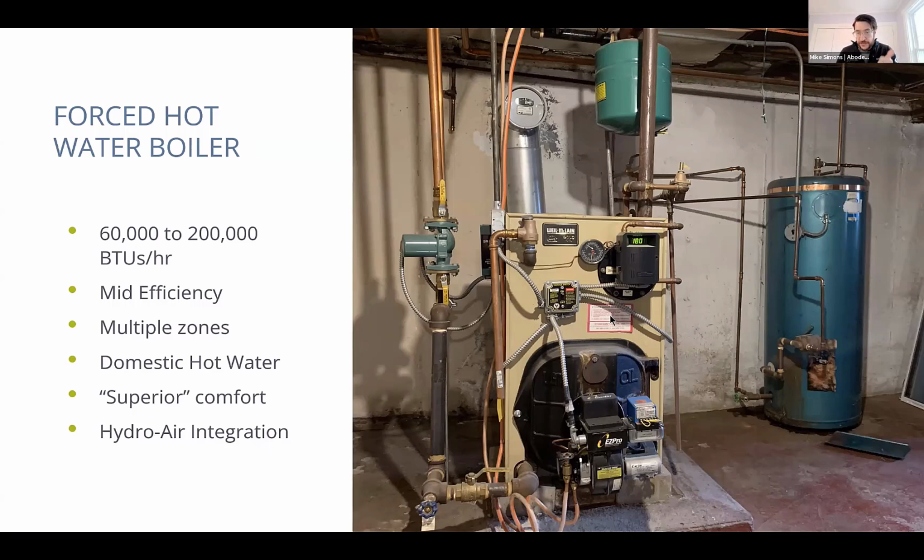So this boiler is providing a zone of heat for, say, the first floor, a zone of heat for, say, the second floor, and a separate zone of heat for the indirect hot water heater. So one nice thing with a forced hot water boiler is one appliance can now do multiple things.